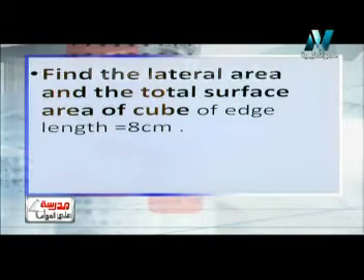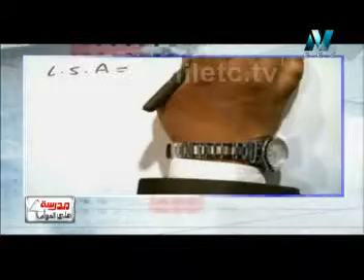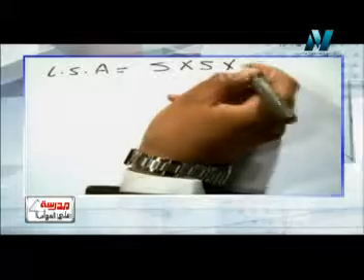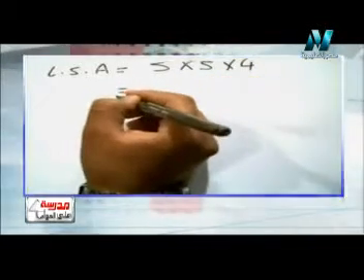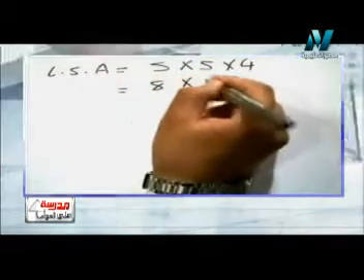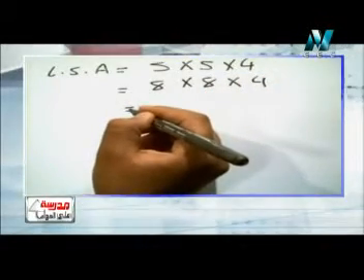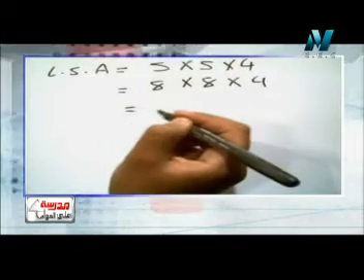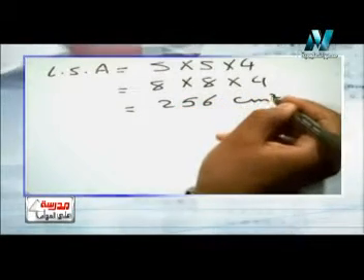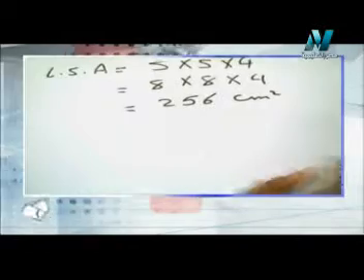To solve this question, lateral surface area equals side times side times 4. We have the side length. The side length is 8 centimeters. Then 8 times 8 times 4, we can use the calculator to find this result, equals 256 centimeter square, because lateral surface area is an area.